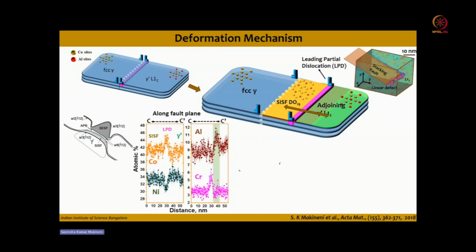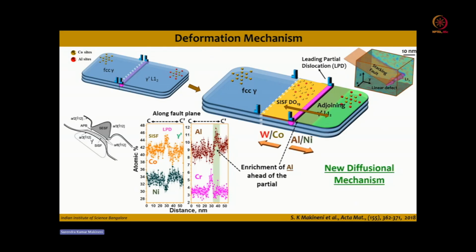Okay, so with the enrichment of aluminum ahead of the partial, we show that tungsten and cobalt diffuse towards the DO19 phase from the adjoining gamma prime L12 unit cell, while aluminum and nickel actually diffuse towards the gamma prime L12 from the DO19 phase.